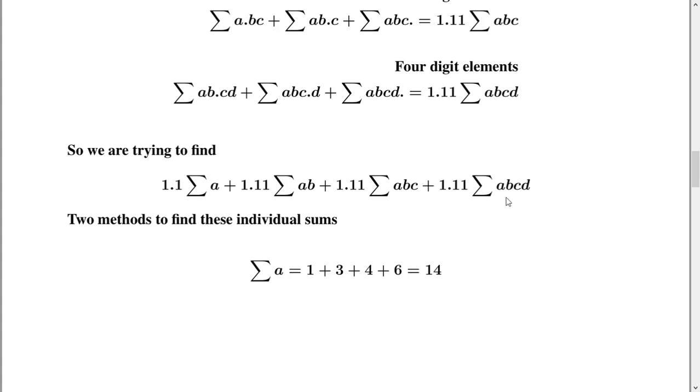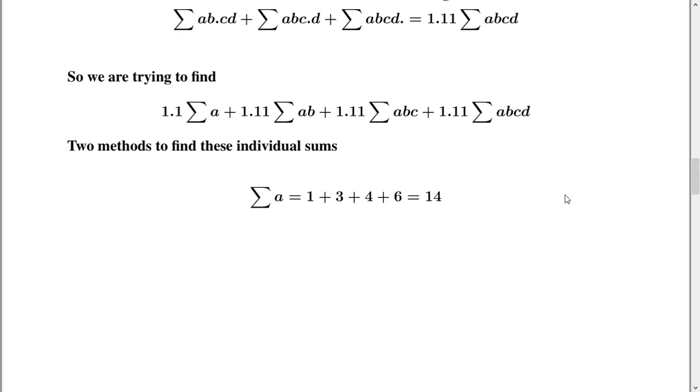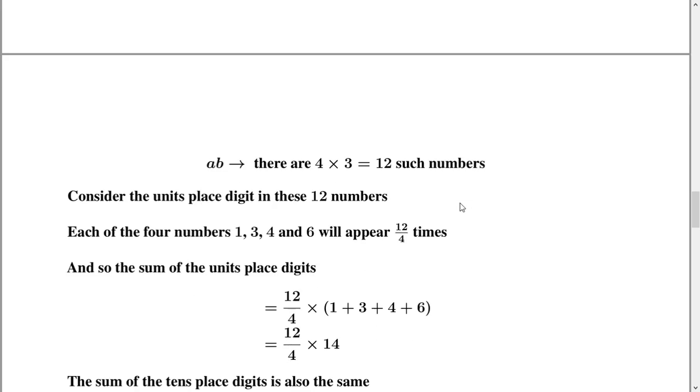So this is what we are trying to find, right? This is going to be our final answer. We need to find the summations of A, AB, ABC and ABCD. There are 2 different ways of doing it. We'll look at the longer method first because it is the more general one which is applicable to all kinds of inputs. Summation of A is just 1 plus 3 plus 4 plus 6, which is 14. That's fine.